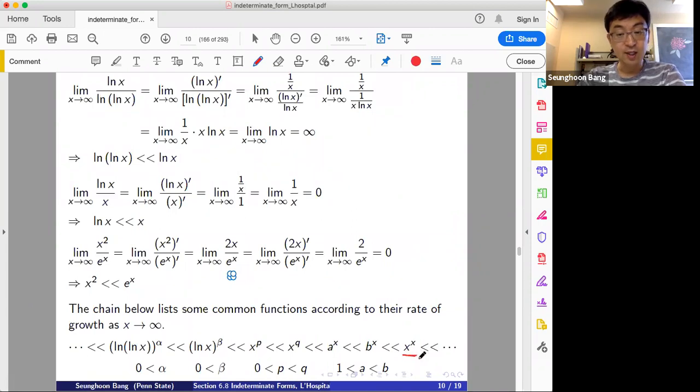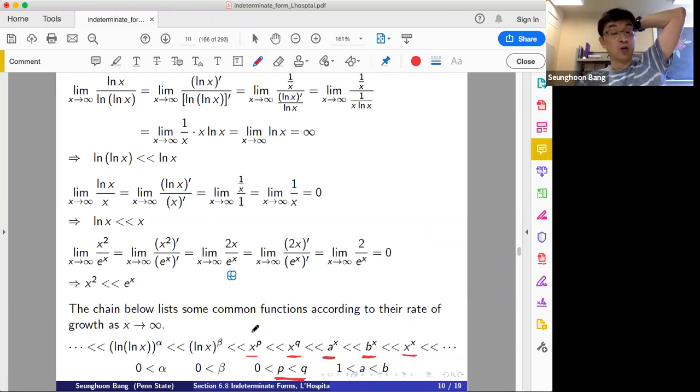x to the x is really fast, growing faster than b to the x. The b to the x is growing faster than a to the x. An exponential function is growing faster than any algebraic function, x to q. x to q is growing faster than x to p, in this relation p is less than q.